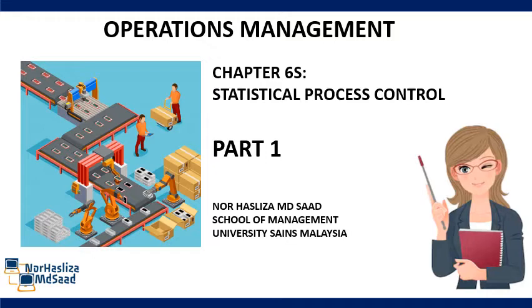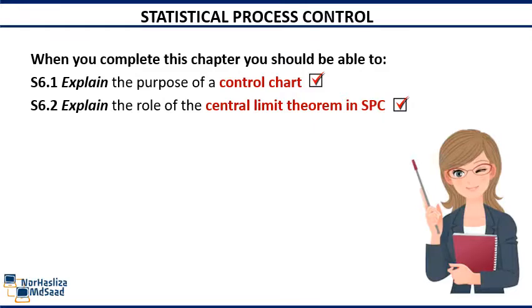In this class, I will talk about Chapter 6S, Statistical Process Control. When you complete this chapter, you should be able to, first, explain the purpose of a control chart. Second, explain the role of the central limit theorem in statistical process control.